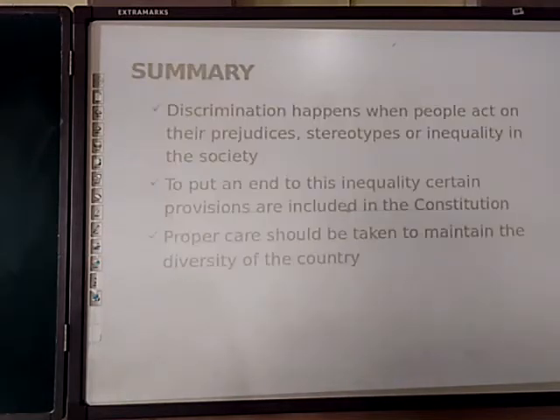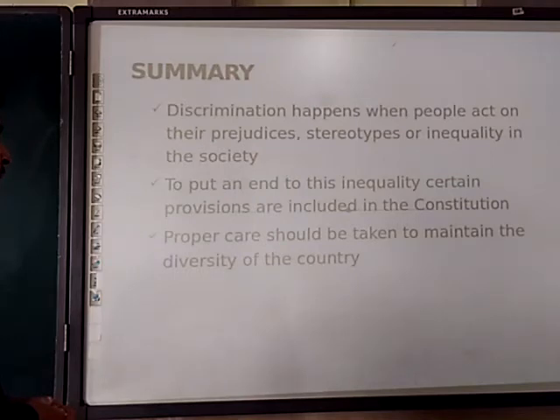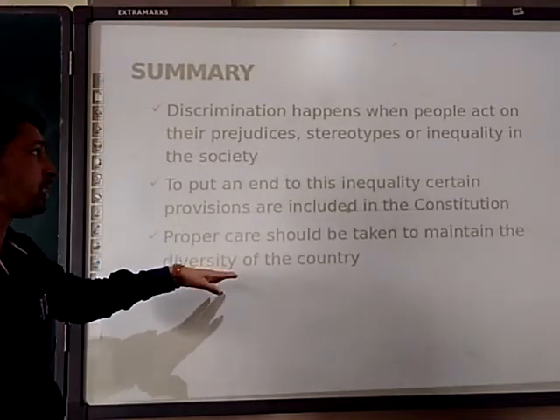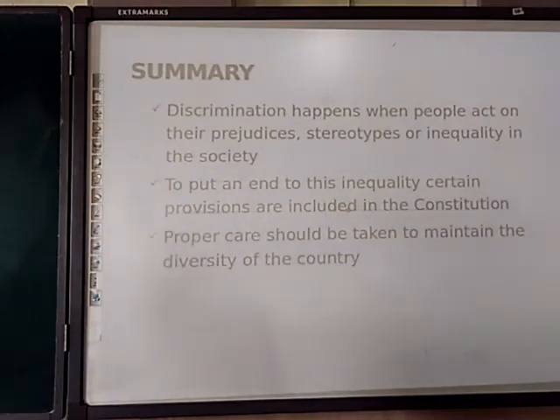Moving further. Summary of this chapter. Discrimination happens when people act on their prejudice, stereotype or inequality in society. To put an end to this inequality, certain provisions are included in the Constitution. Proper care should be taken to maintain the diversity of our country. These are the points which speak about the summary of this chapter.